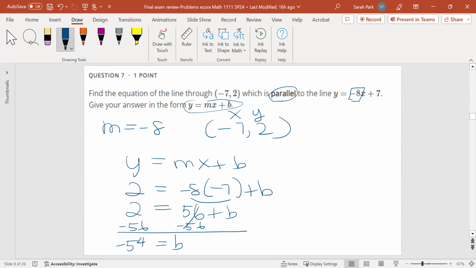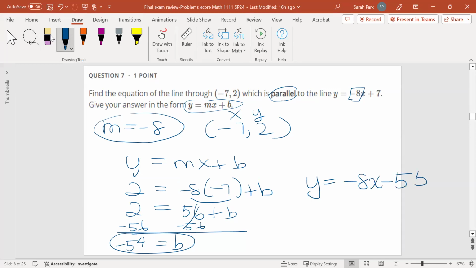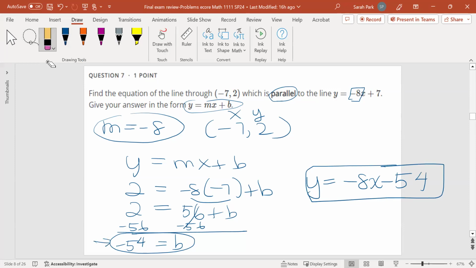Now using that, I have to rewrite the equation with our m and our b. So the equation of the line is y equals -8x minus 54. So remember not to just stop here. You have to put it all back together after you find the y-intercept. Reuse that to write the equation of your line.